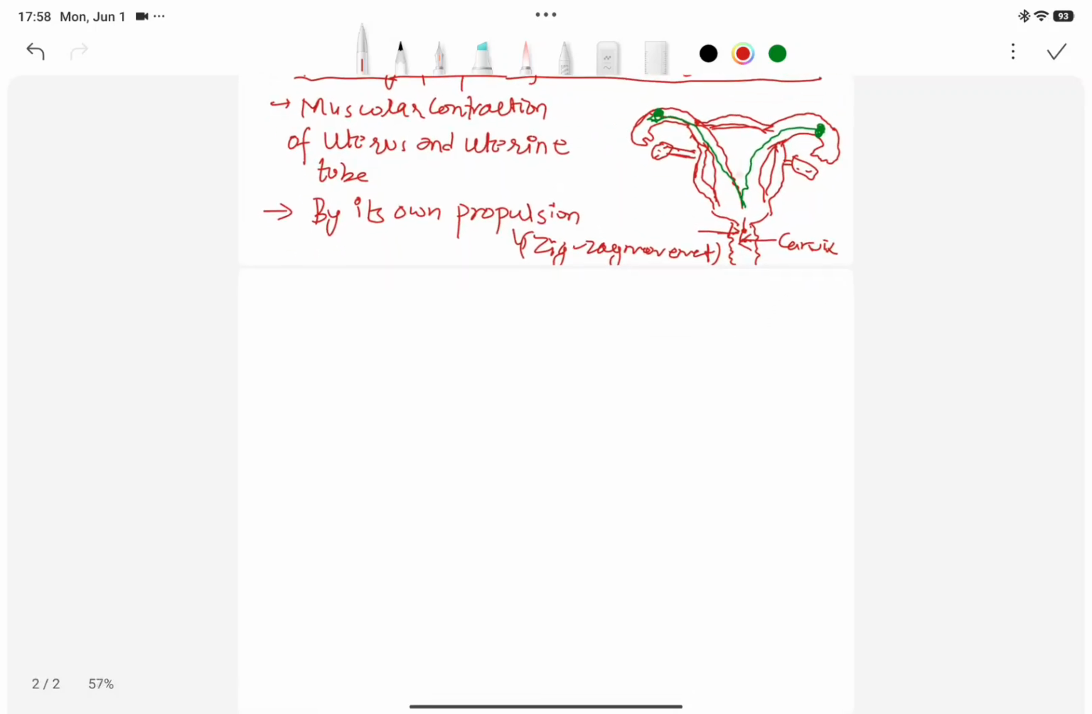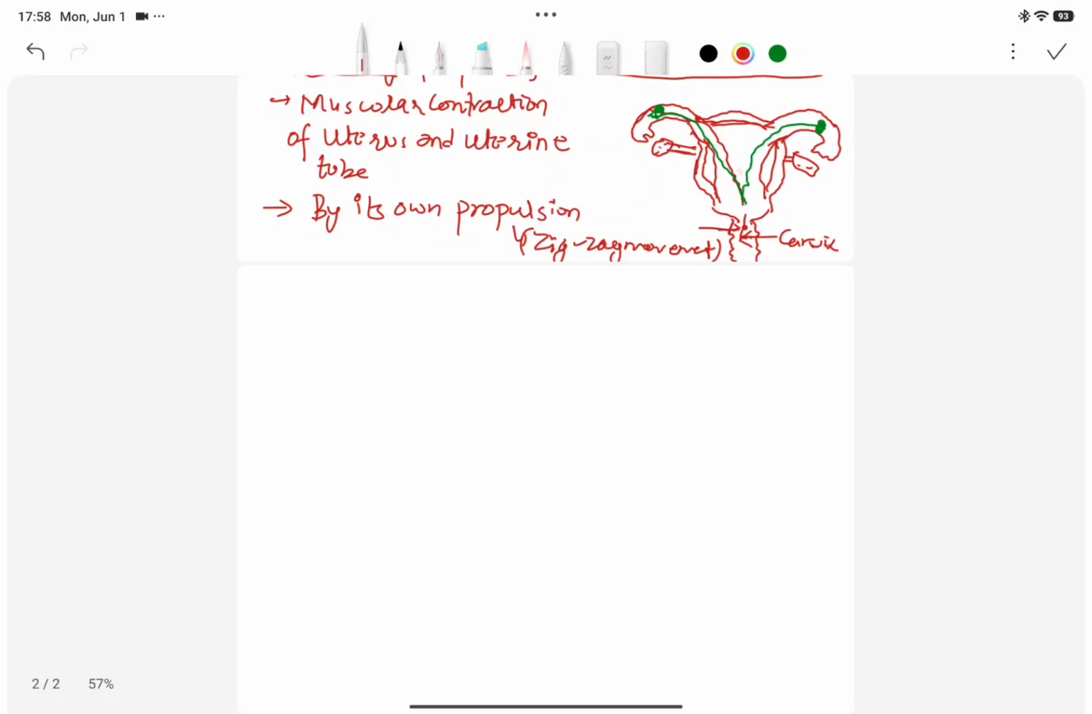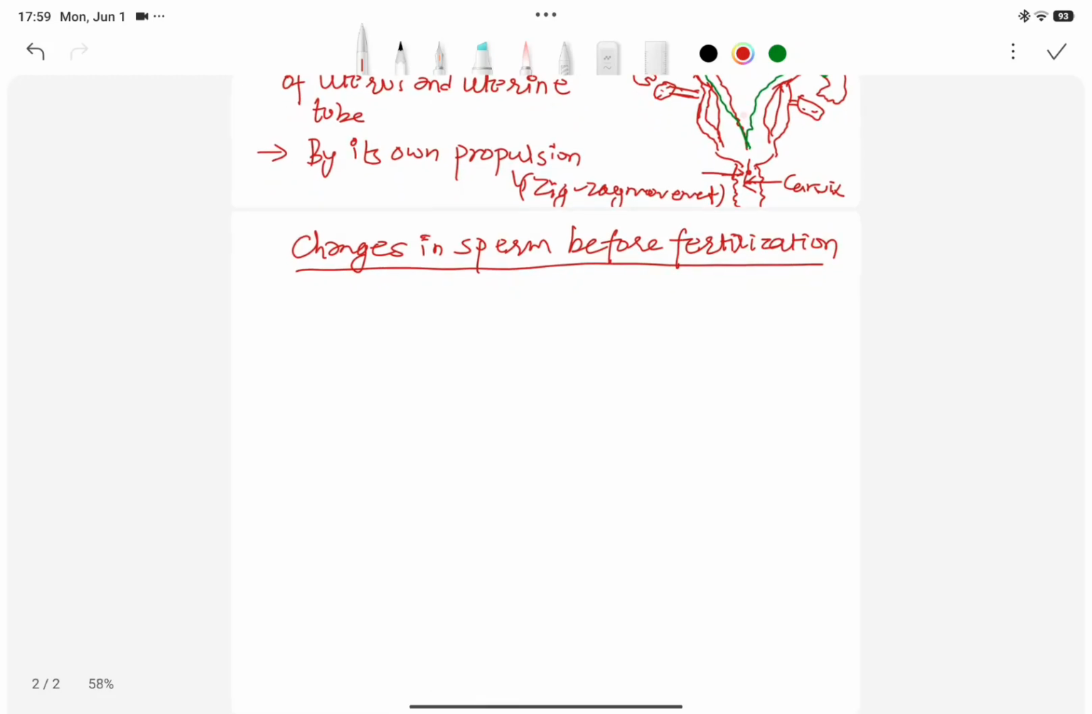Okay, so what changes should be done to the sperm before fertilization? Before fertilization, what should be changed in sperm to fertilize the secondary oocyte? There should be two things. One is capacitation, and another is acrosomal reaction. Capacitation and acrosomal reaction. Right?